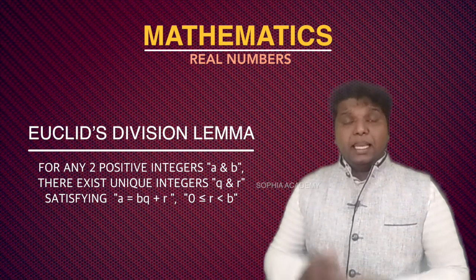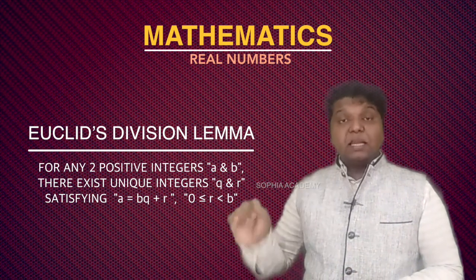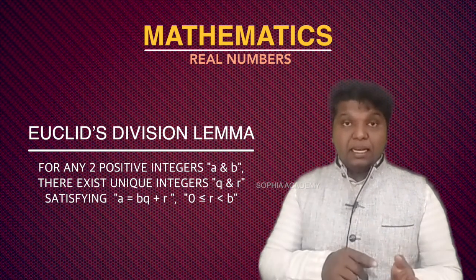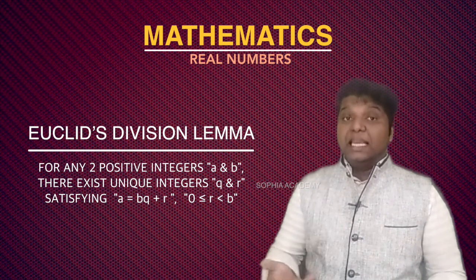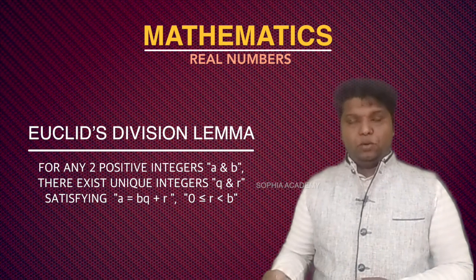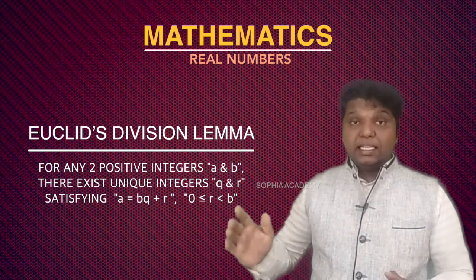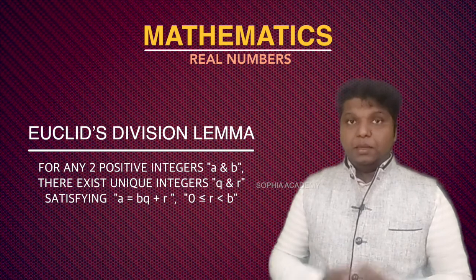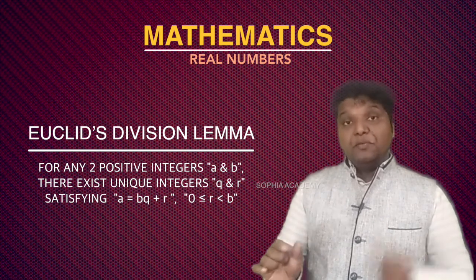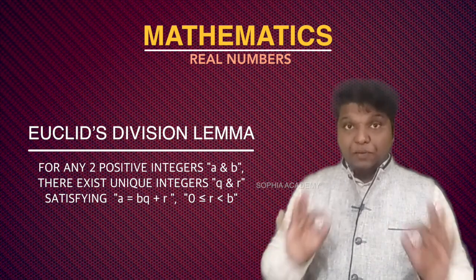What does it mean? It means that the remainder will always be less than the divisor. That's why less than b. But on the left hand side, you can say less than or equal to. That means it can be 0 or it can be greater than 0. So the remainder stands between 0 and the divisor, here it is b. Keep this in mind. It's very important because when you are dividing something, if you got a remainder which is bigger than the divisor, then you have made a mistake. We can understand that very fast.